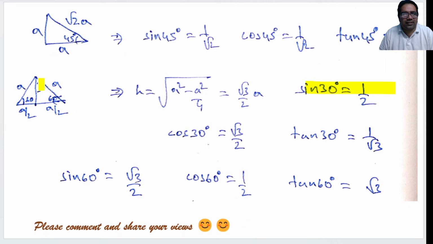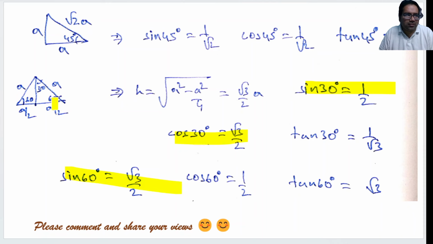Now, what is cos 30? Cos 30 is this adjacent side, this is 30 degrees, by this hypotenuse. This adjacent side we just calculated as root 3 by 2 a. So this by a, the a will get cancelled, and it will be left with root 3 by 2. Similarly, what is sin 60? Sin 60 is opposite side by hypotenuse. Opposite side is again the same, root 3 by 2 a by a. So sin 60 is also root 3 by 2.